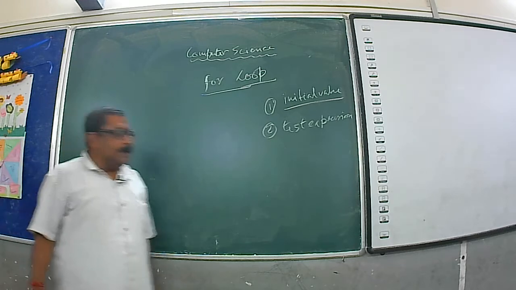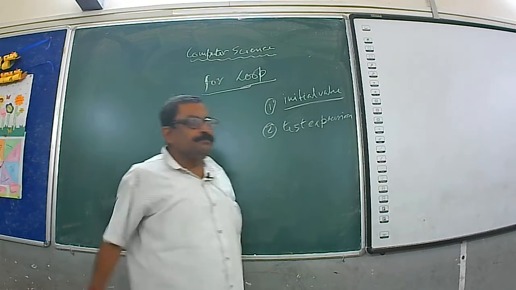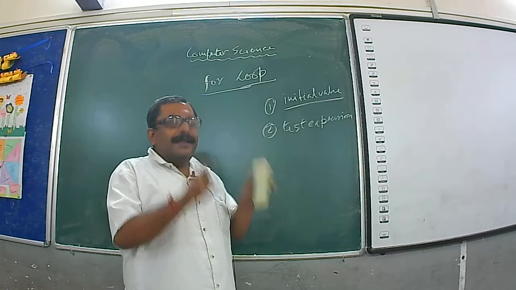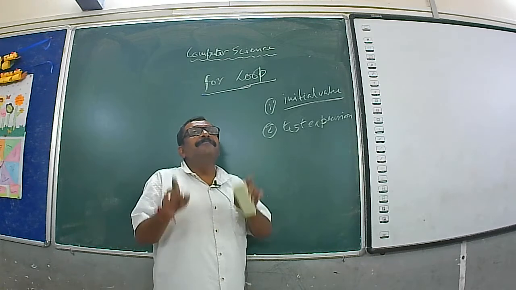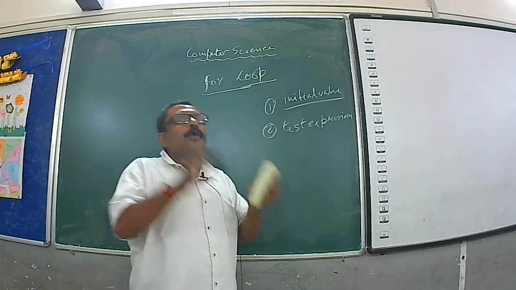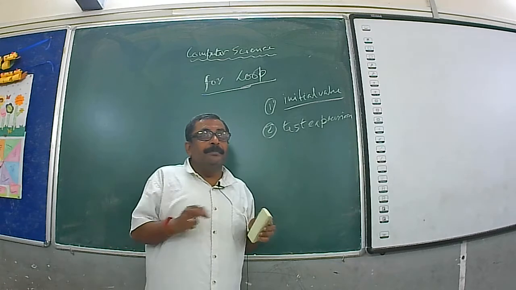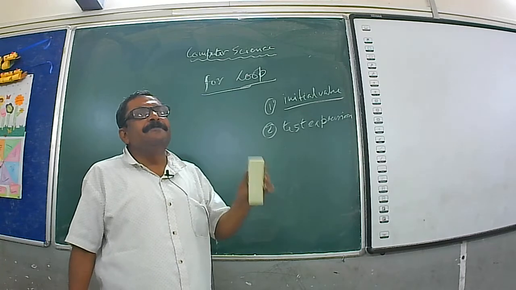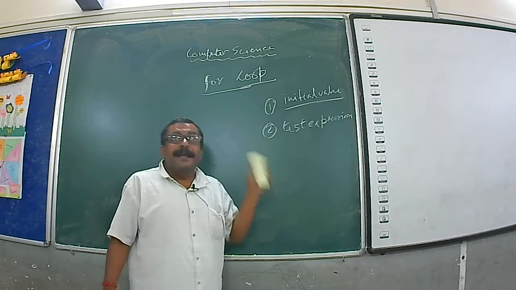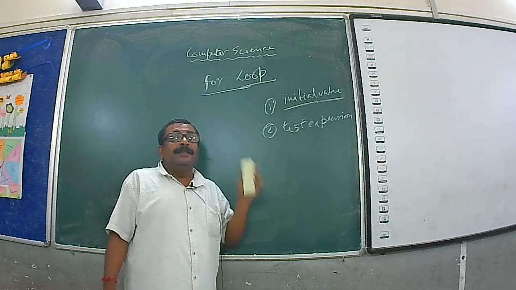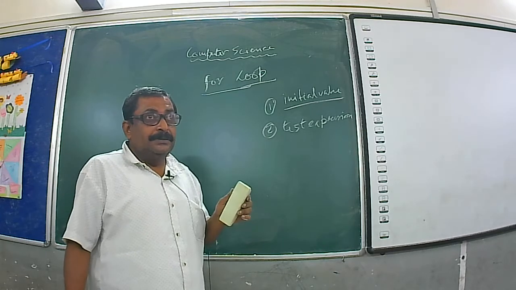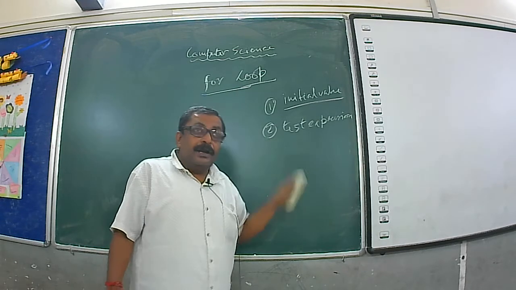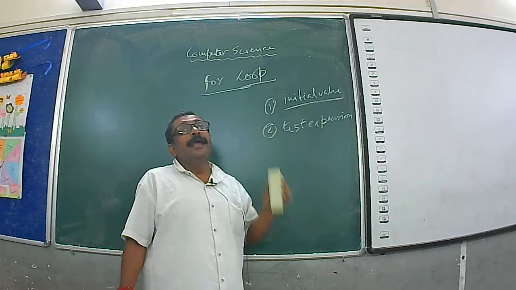Test expressions. Here two things are there. Loop, there are two types of loop. One is finite loop and another one is infinite loop. Now what is finite loop? What is infinite loop? Finite loop means when loop will be executed for a specific number of times, that is called finite loop. And when the loop is never to be ended, it will not be stopped, continuous processing, continuous executions, then that is called infinite loop.